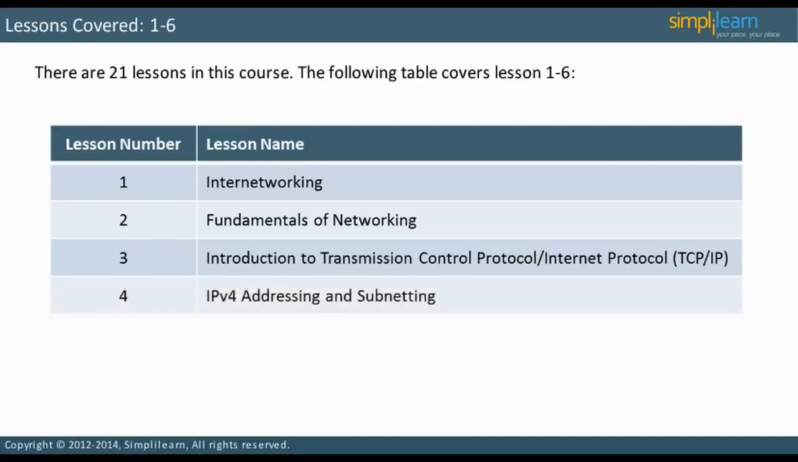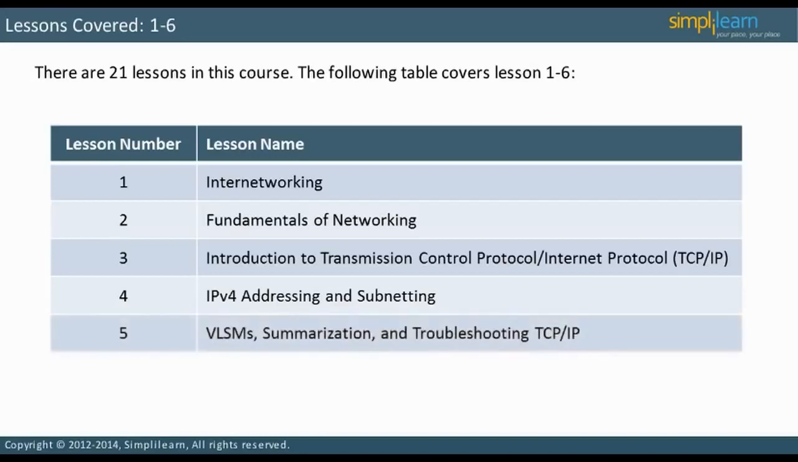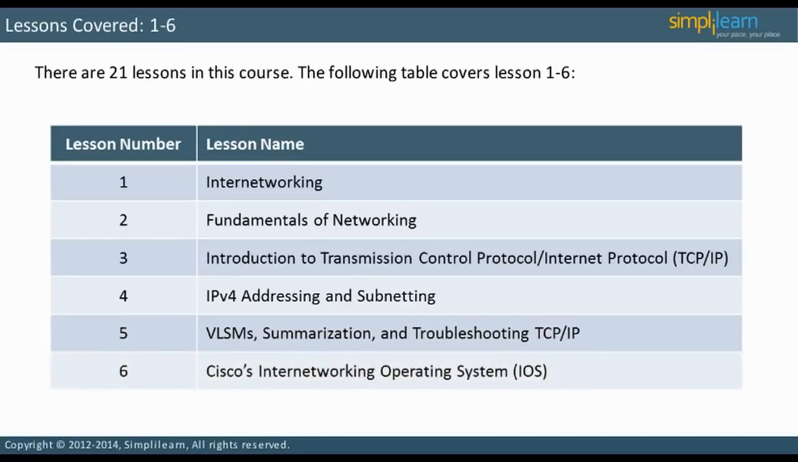Lesson 4 will deal with IPv4 addressing and subnetting. Lesson 5 will discuss VLSMs, summarization and troubleshooting TCP/IP. In Lesson 6, the use of Cisco Internetworking Operating System will be discussed. We will continue our discussion on the next set of lessons in the following slide.